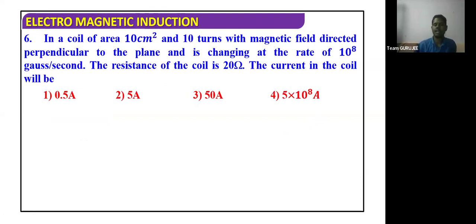The coil of area 10 centimeter square and 10 turns, with the magnetic field directed perpendicular to the plane, is changing at the rate of 10 power 8 gauss per second. The resistance of the coil is 20 ohm. The current in the coil will be... how to find the current?